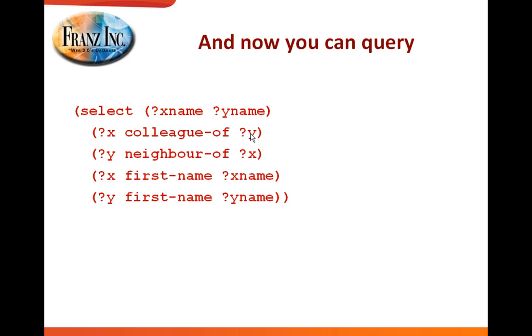And then once the data is in the database, in the Triple Store, you can do queries. This is something that looks very close to the SPARQL language. By the way, we completely support SPARQL, but this is an alternative internal query language. You could say select every X name and Y name, where X is the colleague of Y, and Y is the neighbor of X, and X is the first name X name, and Y is the first name Y name.